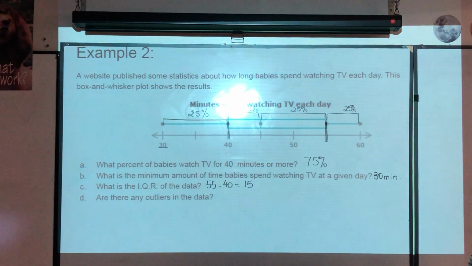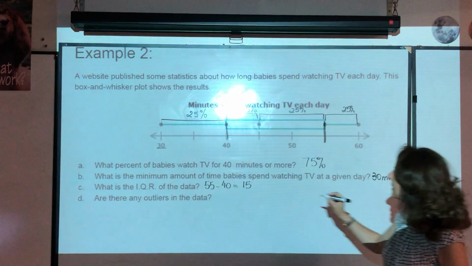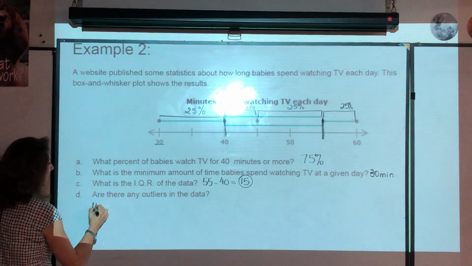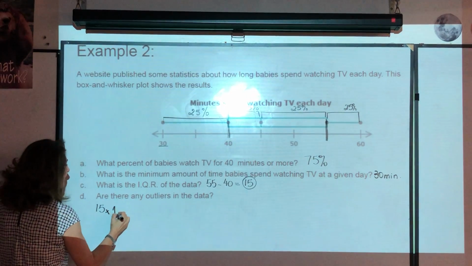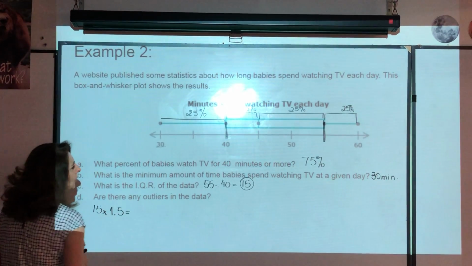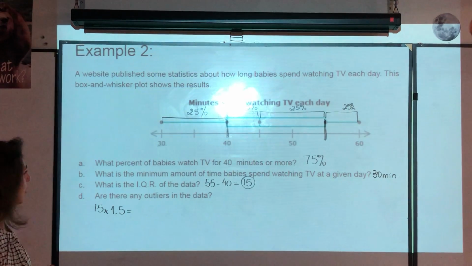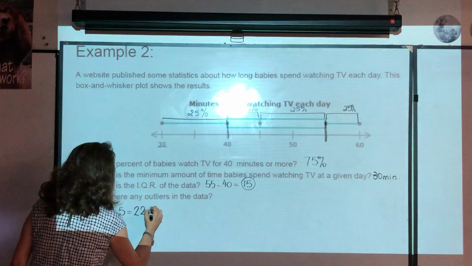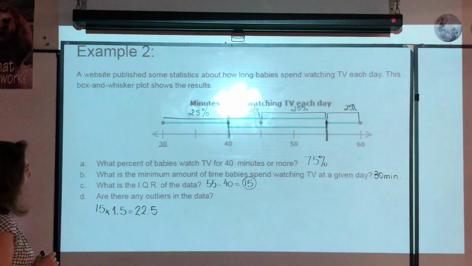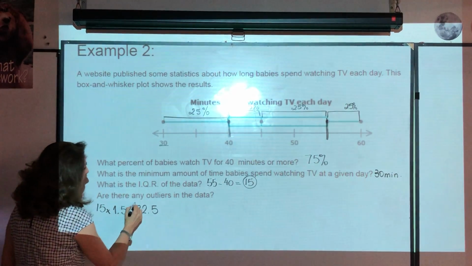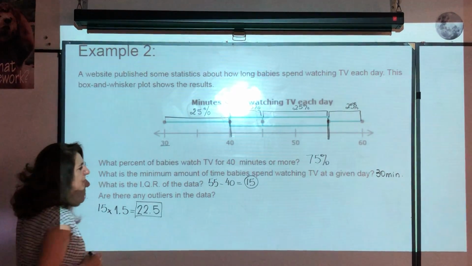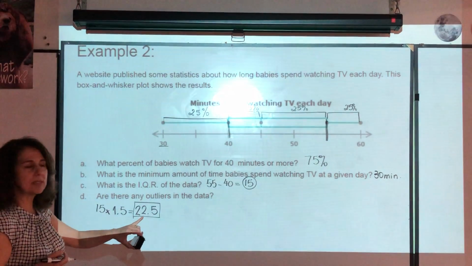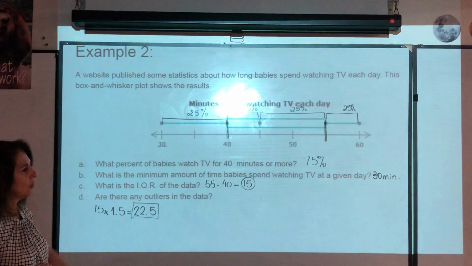So the first thing I have to do is what? I have to get my interquartile range, which is 15, and I multiply it by 1.5. When I get 15 and I multiply it by 1.5, I get 22.5. All right, 22.5 is the magical number that I am going to add to the upper quartile, and I'm going to subtract from the lower quartile.